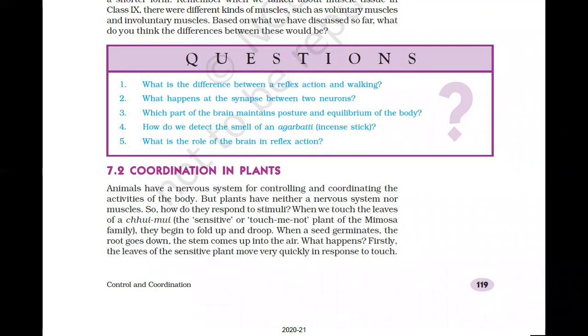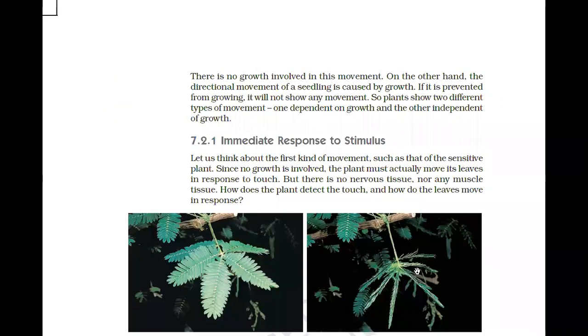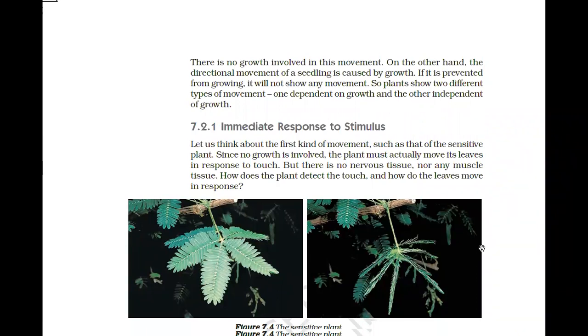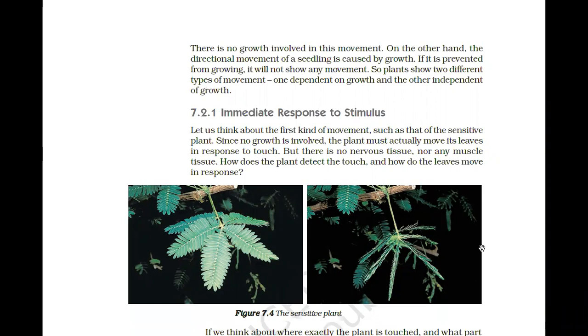What happens? Firstly, the leaves of the sensitive plant move very quickly in response to touch. There is no growth involved in this movement. On the other hand, the directional movement of a seedling is caused by growth. If it is prevented from growing, it will not show any movement. So, plants show two different types of movements, one dependent on growth and the other independent of growth.